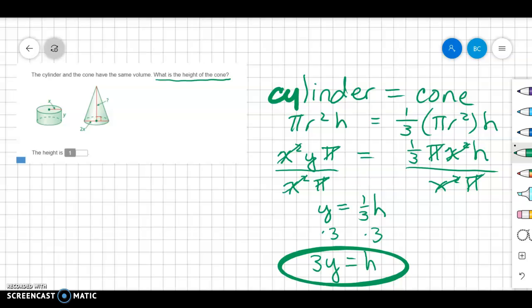Again, really looking for you to be able to apply what you're learning, not just to crank through a formula, but to really think about how we can work with those formulas in relation to all the other skills that we've learned this year.